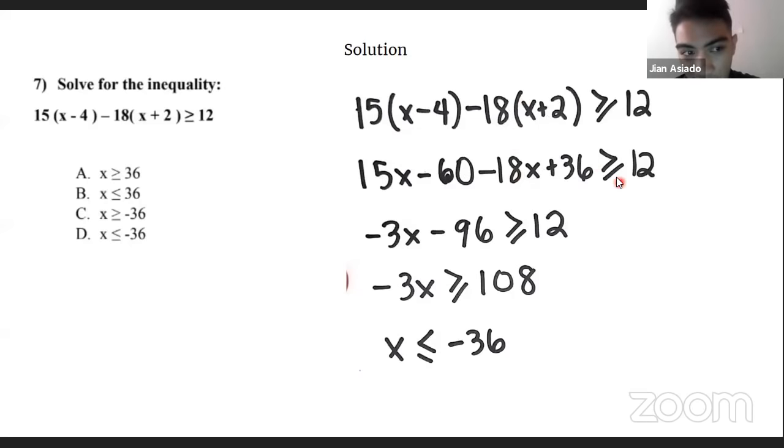Okay, 5. This one from the given, and then dinistribute si negative 18, tapos manipulate, nilipat si 12. Oh, sorry. Nag-combine muna si negative 60 and 36. Yep. Okay. And that gives us letter D.